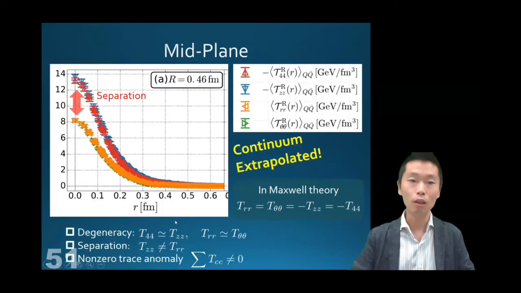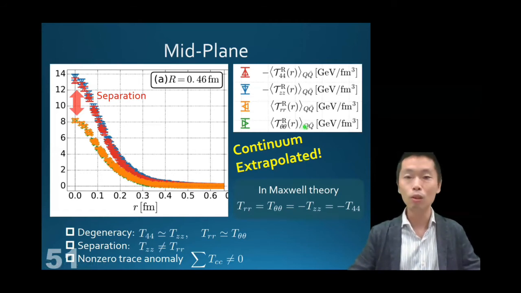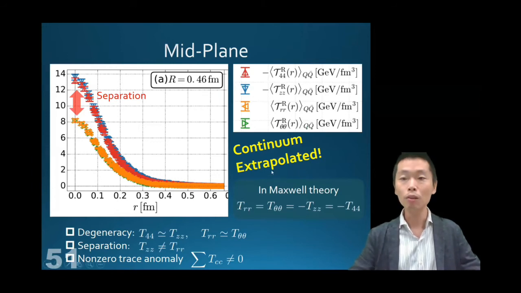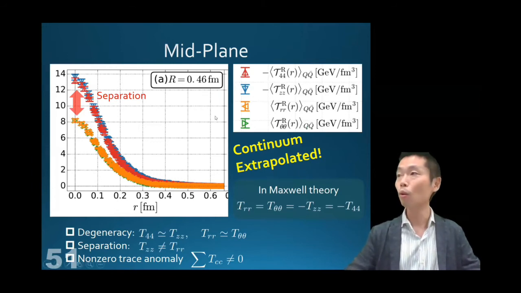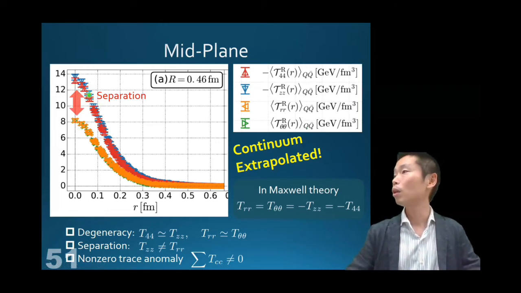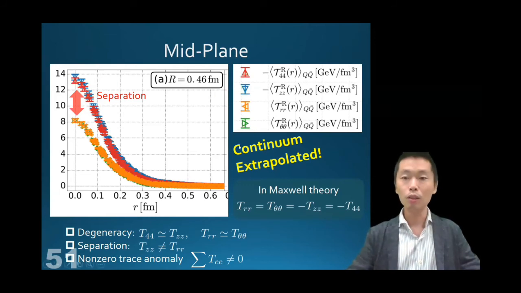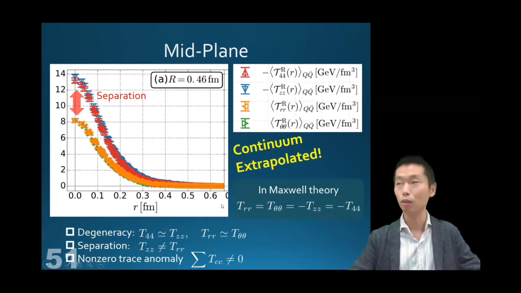On the other hand, this is the result obtained by the lattice simulation on the midplane. By the way, the continuum extrapolation is taken, and the double extrapolation is taken. First of all, you see that there is a separation between T44, TZZ and TRR, T theta theta. As I said, in Maxwell theory, the four absolute values are degenerate. So this separation is a result of the non-Abelian nature of the system, I guess.